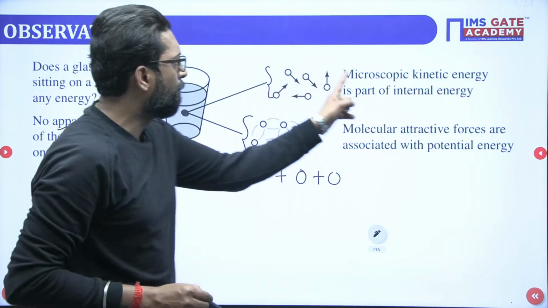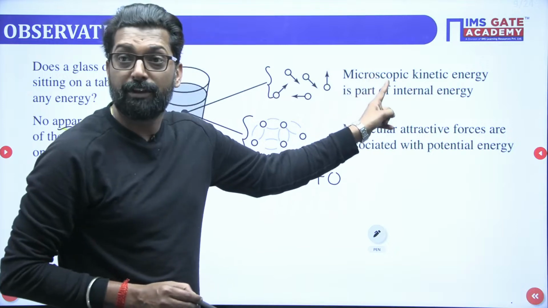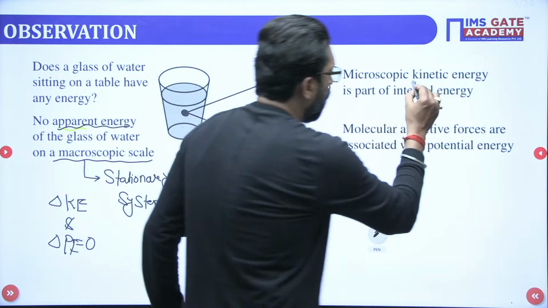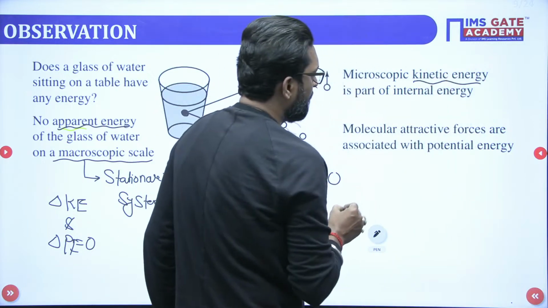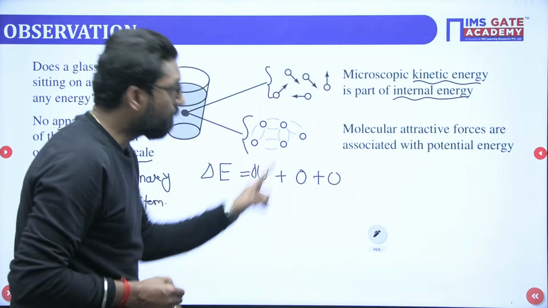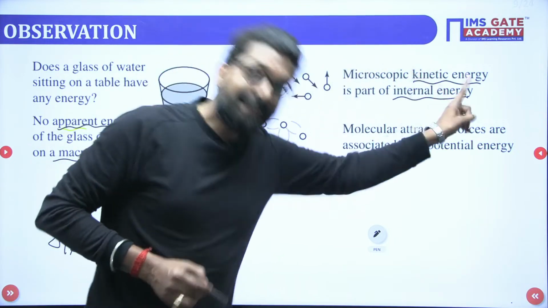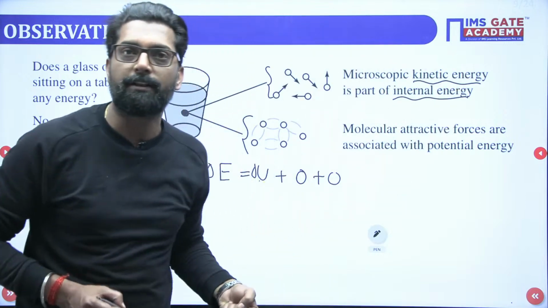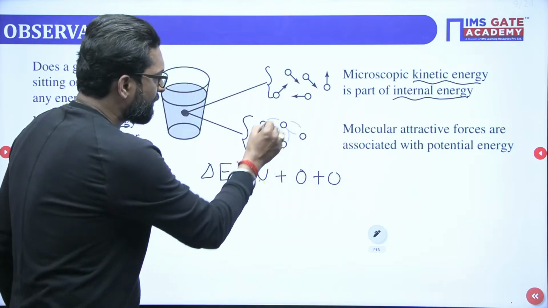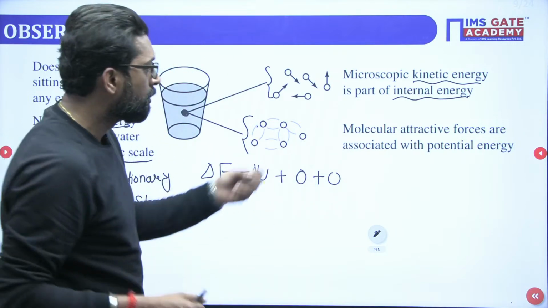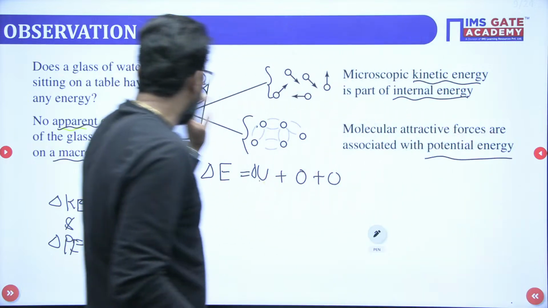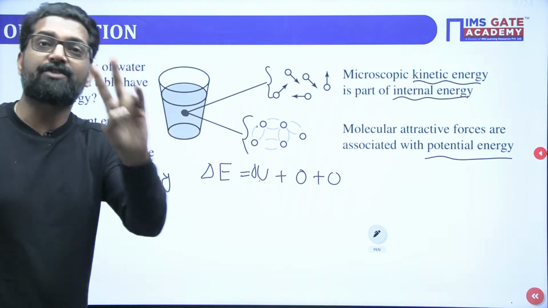First one is microscopic kinetic energy. That is part of the internal energy U, and that kinetic energy is a microscopic form of energy. Second one, molecular attraction. There is an attraction of the molecules through bonds, and attractive forces are associated with potential energy. So in this glass there are two forms of energy.